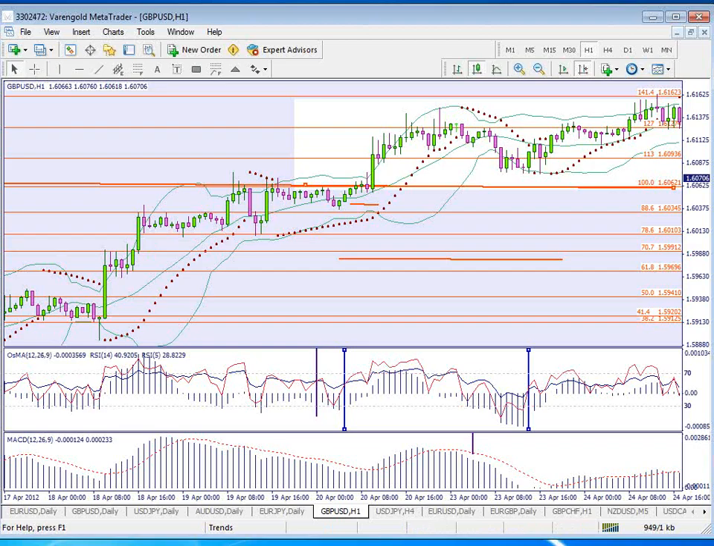So one other question. Faisal is asking, does the angle of the crossover make a difference? No, and I think it is quite complicated to check that angle all the time.